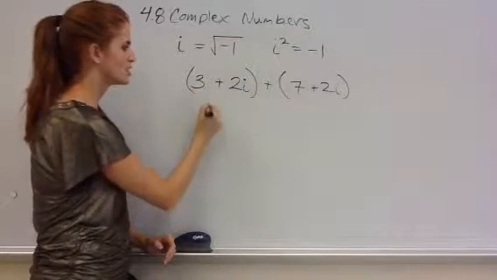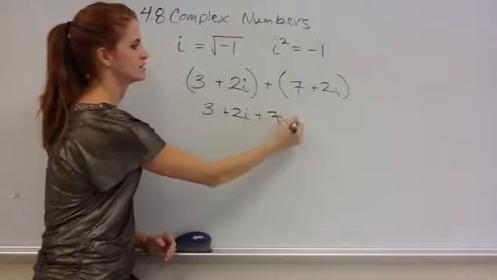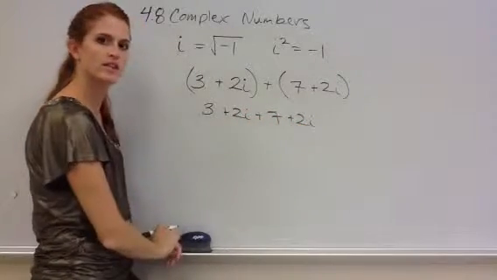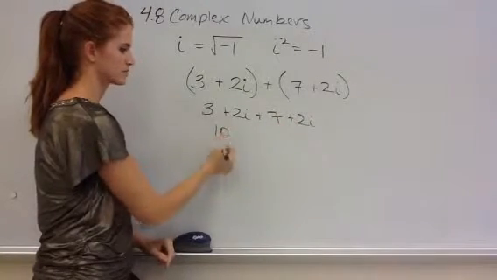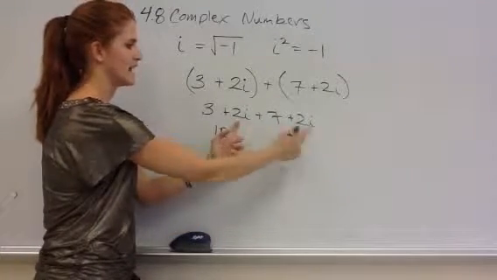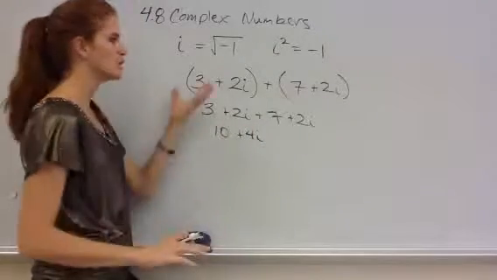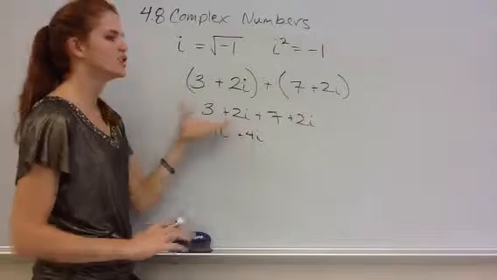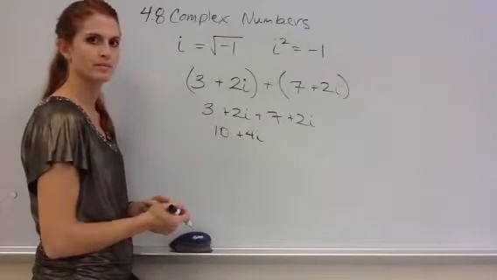So since everything's addition, I can just add as if there were no parentheses. So I can take my 3 and my 7 and add them to get 10. Then I can take these and add them to get 4i. So when you add this imaginary number plus another one, you just add your like terms, and this is going to be your new imaginary number.